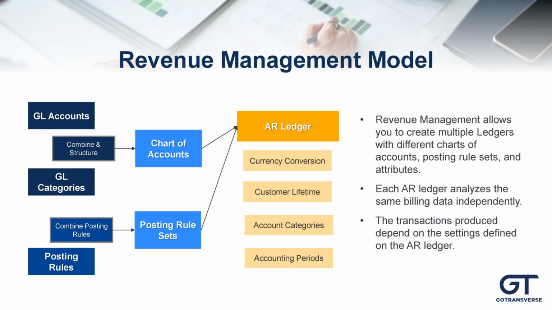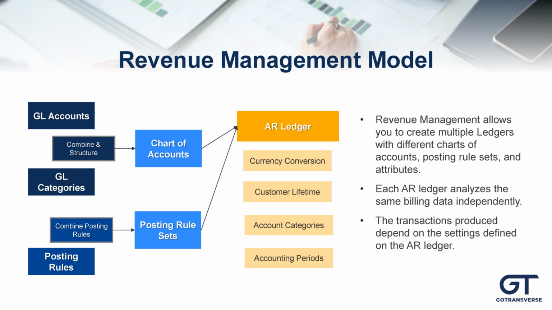Each ledger is assigned a chart of accounts, containing general ledger accounts and categories, and a posting rule set which contains posting rules. Ledgers may optionally be configured with a conversion currency. In these ledgers, all transactions have a value in the billing account currency, which we call the original currency, as well as a value in the ledger's conversion currency. If recognizing one-time charges over the average customer lifetime, the ledger is where that number of months will be defined.